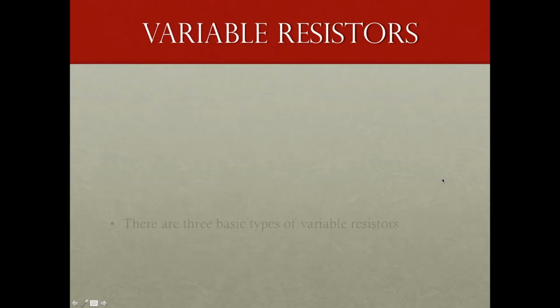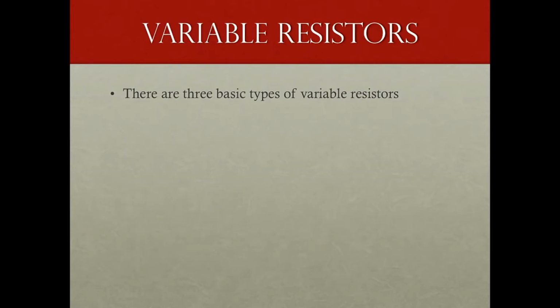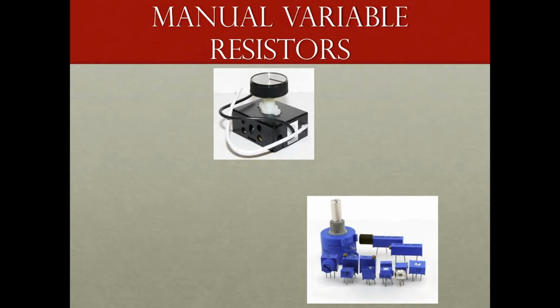Now, variable resistors, there are three basic types of variable resistors. There's manual, there's heat, and there's optical. And you can see there are some manual variable resistors, rheostats. You'll see those used a lot in lighting or just a ceiling fan. And then there's the potentiometers.